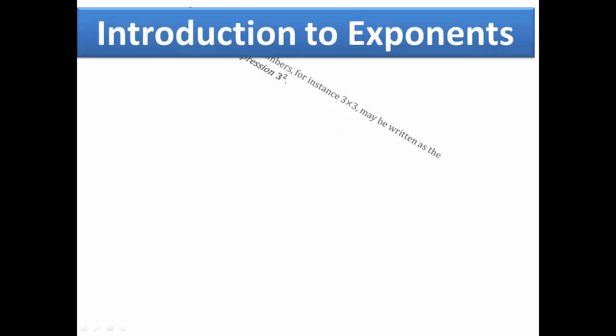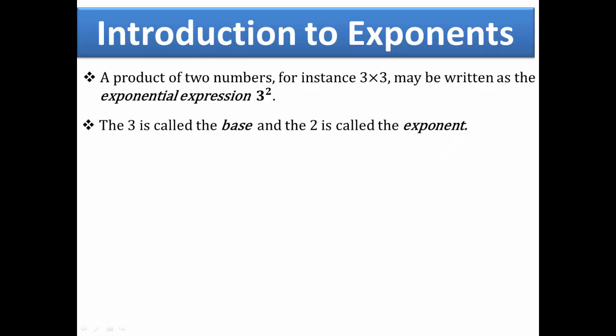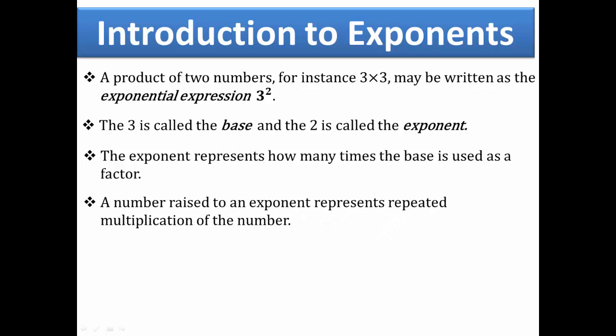A product of two numbers, for instance, 3 times 3, may be written as the exponential expression 3 raised to the second power. The 3 is called the base, and the 2 is called the exponent. The power, or exponent, represents how many times the base is used as a factor. A number raised to an exponent represents repeated multiplication of the number.